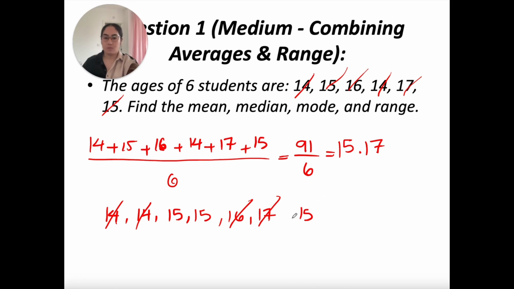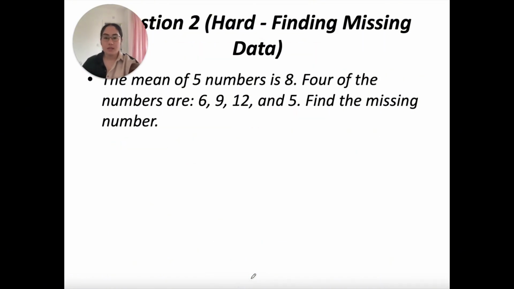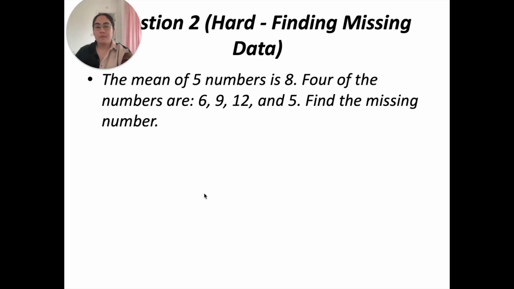And then the range would be the biggest, subtract the smallest. So it's going to be 17 minus 14, which is equal to 3. So the range is equal to 3. Right? Hope that makes sense. Let's look at another question, slightly a harder question.